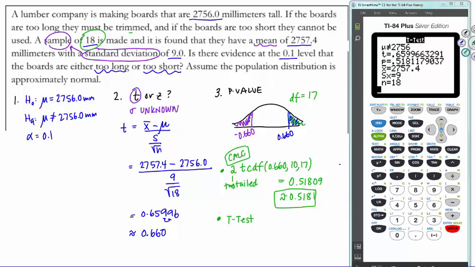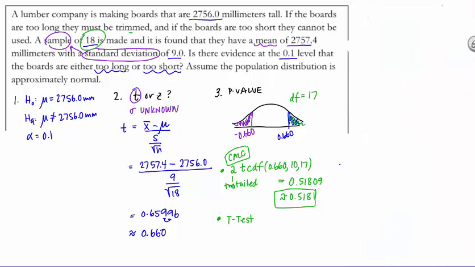Then next we just have to decide the test. What's going on with this p-value? Is the p-value low, less than alpha, or not? If it is less than alpha, reject. If it's not less than alpha, fail to reject. Alpha is 0.1, p-value is 0.5.